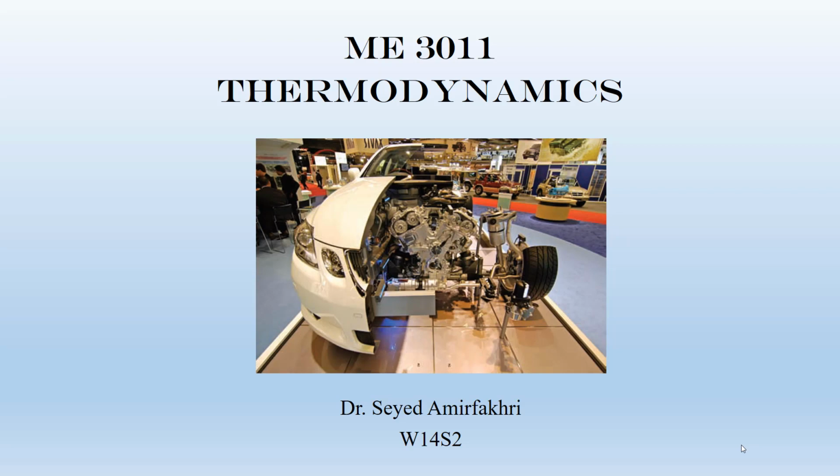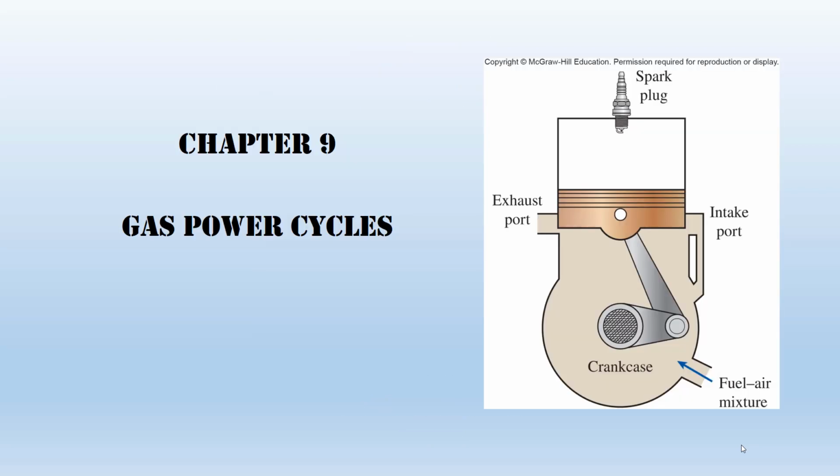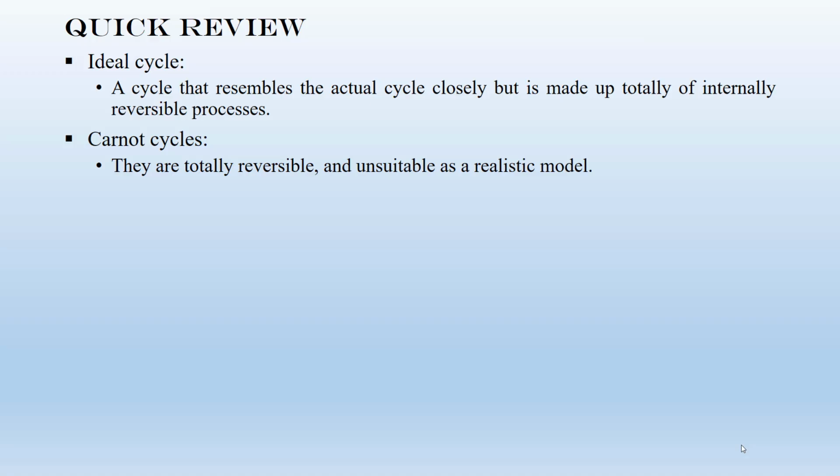In this lecture, we continue chapter 9. We started the gas power cycles in the previous lecture, and you saw that we discussed the ideal cycle, Carnot cycles, and actual cycles. In chapter 6, you learned about the Carnot cycles. Carnot cycles are both internally and externally reversible, and we use the Carnot cycle to get the maximum efficiency for some cycles. In this chapter, you learn about the ideal cycles.